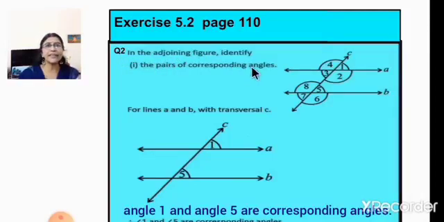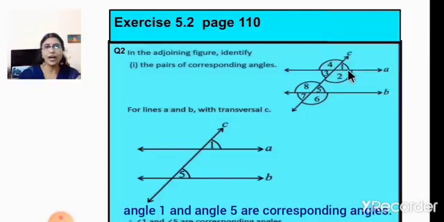In the adjoining figure, identify the pairs of corresponding angles. So here you can see the figure. It is given in your textbook. So please children, open your textbook and see. This is the second question, first part. Here we have to find out the pairs of corresponding angles. So let us start from angle 1. Angle 1 is corresponding to angle 5. You can see here it is on the upper side.